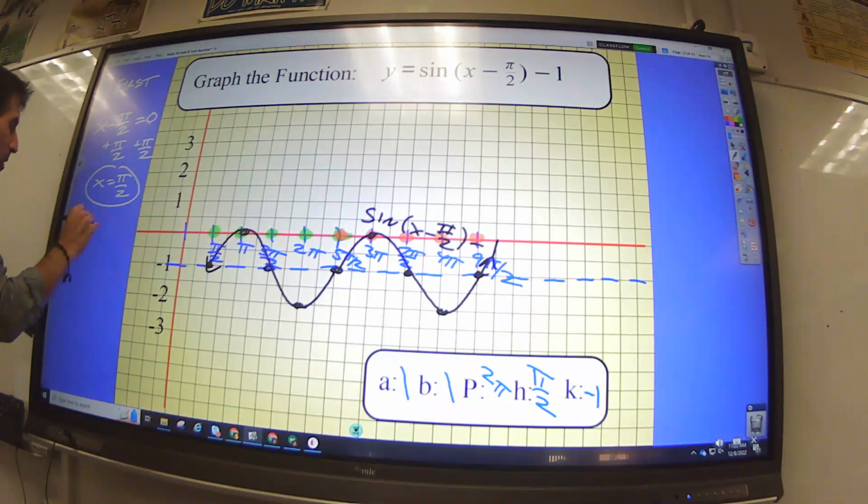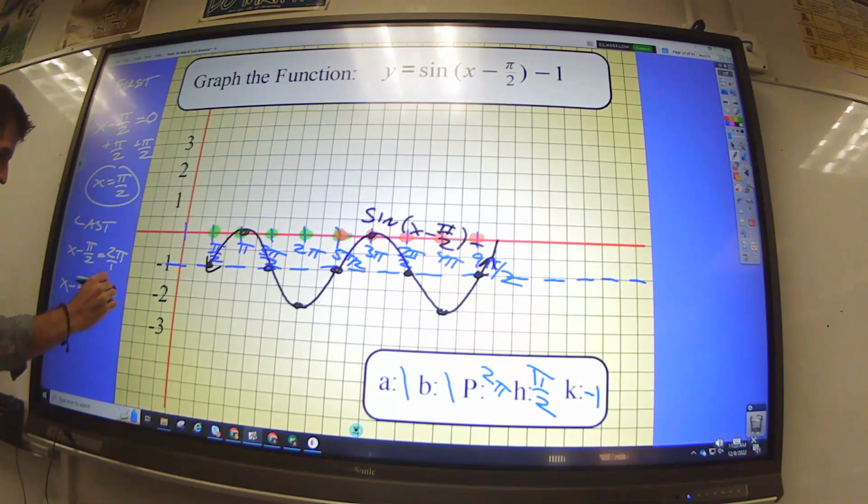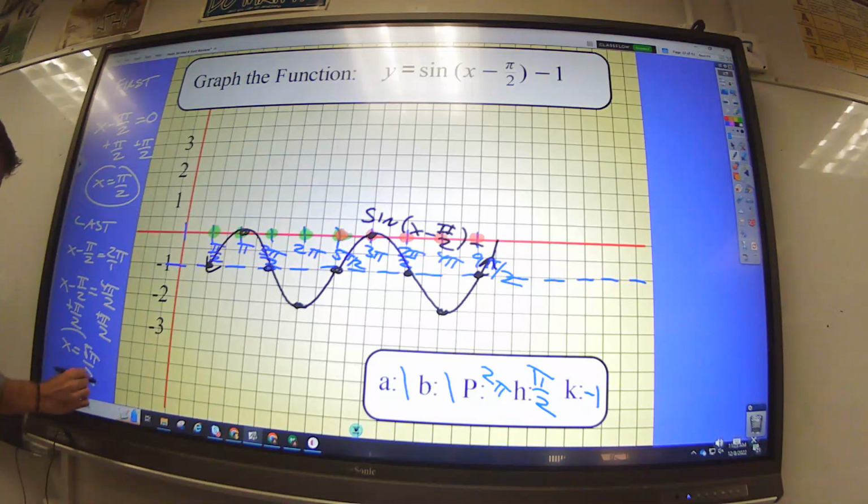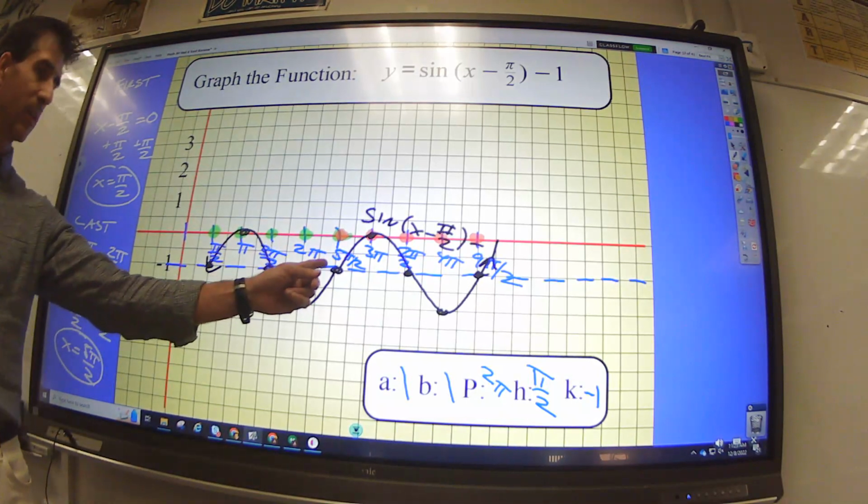My last key point will be x minus pi over 2 equals 2 pi. Okay, now it's a fraction, so we need a common denominator, right? So multiply the numerator and denominator by 2. I get 4 pi over 2. Now I can add pi over 2, and I get x equals 4 pi over 2 plus 1 pi over 2 is 5 pi over 2. And that's my last key point, which is here, right?